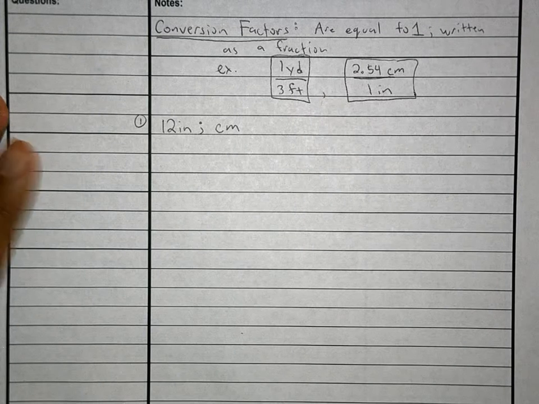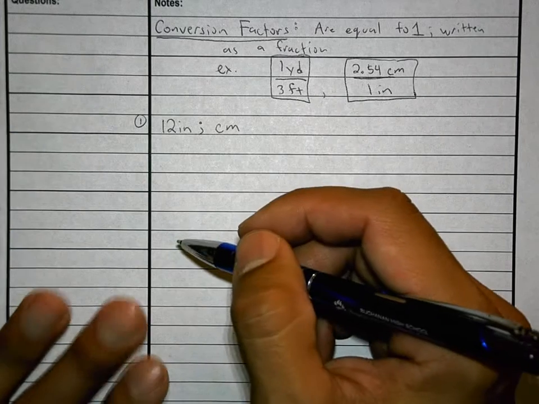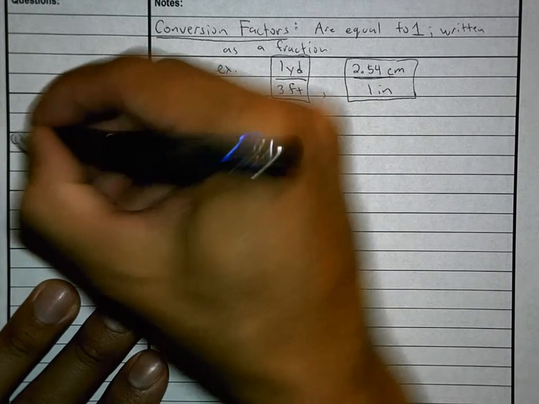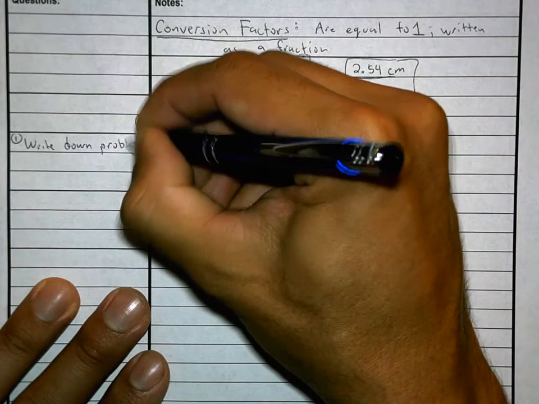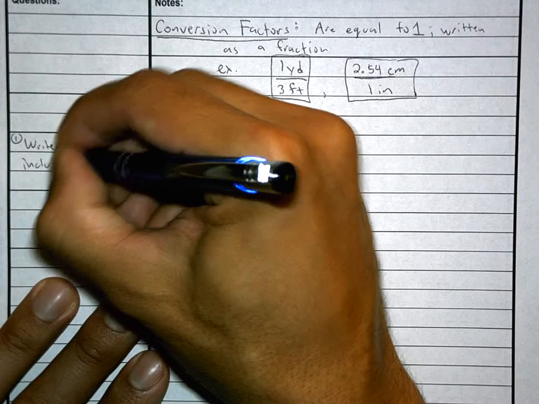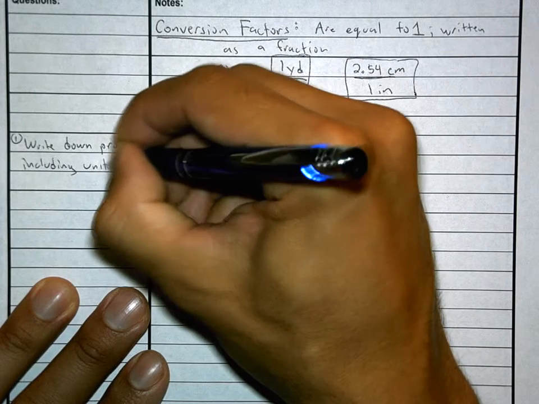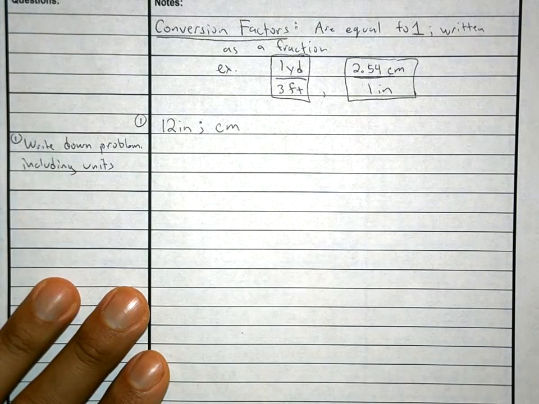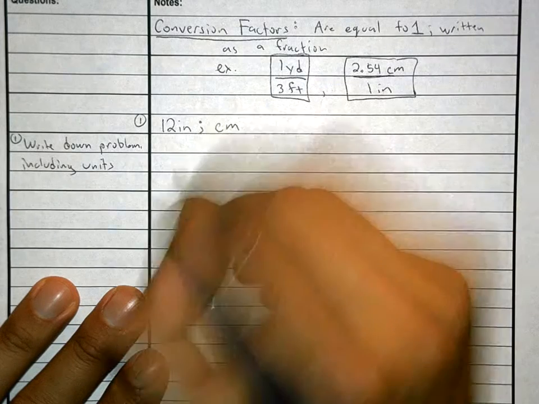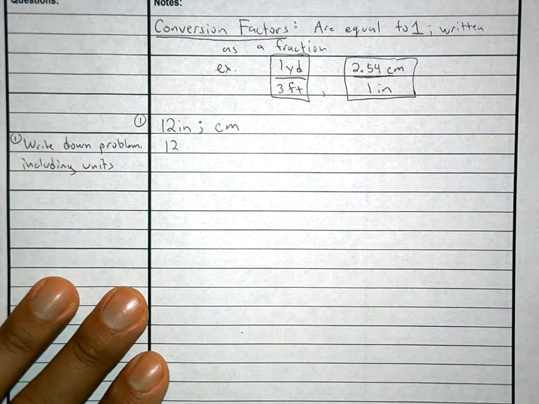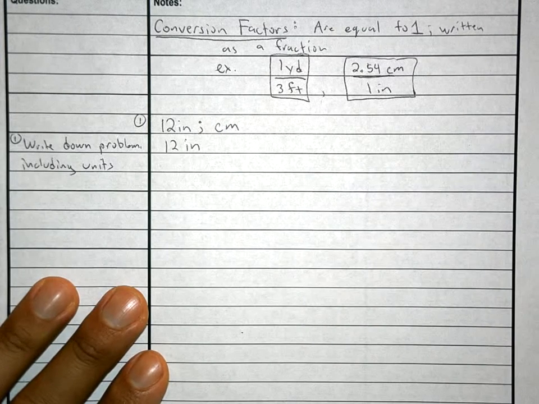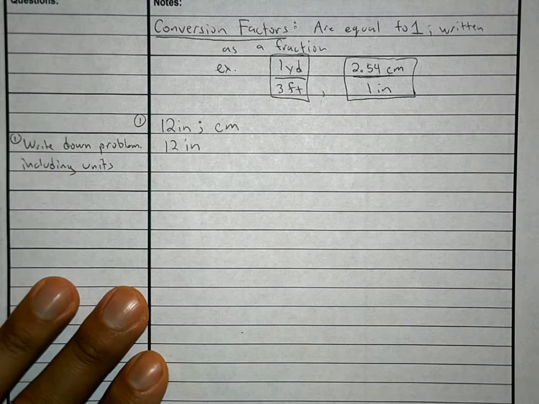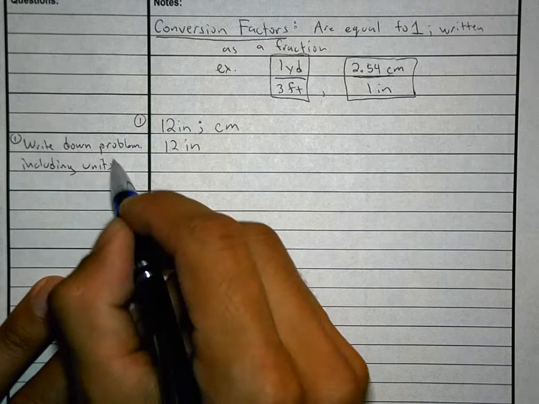So the first thing I want you to do is to write down your problem, including units. The problem that I have here is 12 what? 12 inches. I say that on purpose because so many of you have been ignoring the units that we're talking about. I need you to include the units.